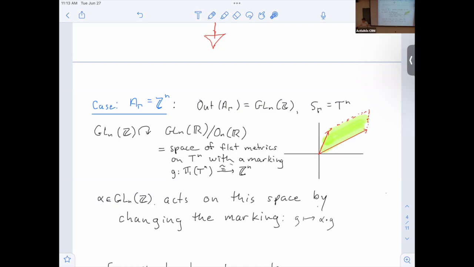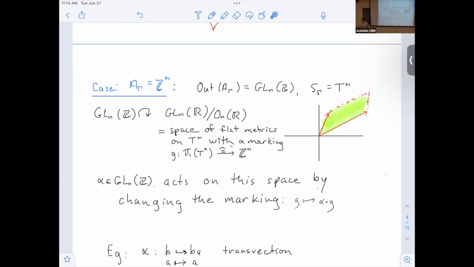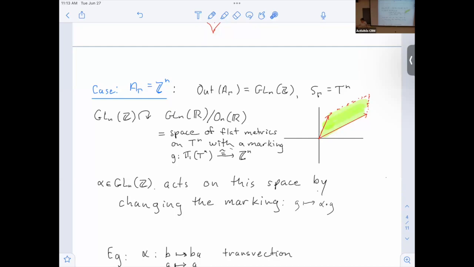And what is the action of GL_n(Z) doing? So what is the marking? I have a flat metric on my torus, and then I have this marking, which is a choice of identification of pi_1 of T^n with Z^n, a specific choice of identification. So one way I can think about the action of GL_n(Z) is that I'm just changing the marking. I am composing this given marking with some other map from Z^n to Z^n. So GL_n(Z) just acts by composition on the marking.